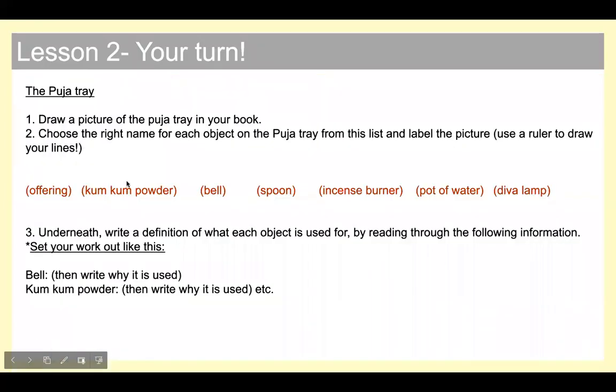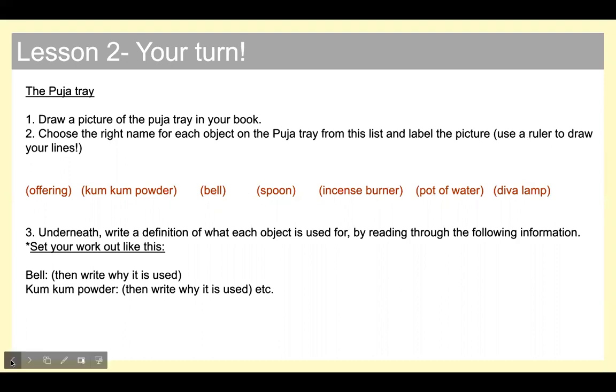So your turn. You can draw a picture of the puja tray in your book, which is the tray, all of the objects, the silver or gold tray that everything is kept on. What that looks like, you can decorate it however you want. Once you've done that, choose the right name for each object on the puja tray from the list. You can see them underneath here in red, and label the picture.